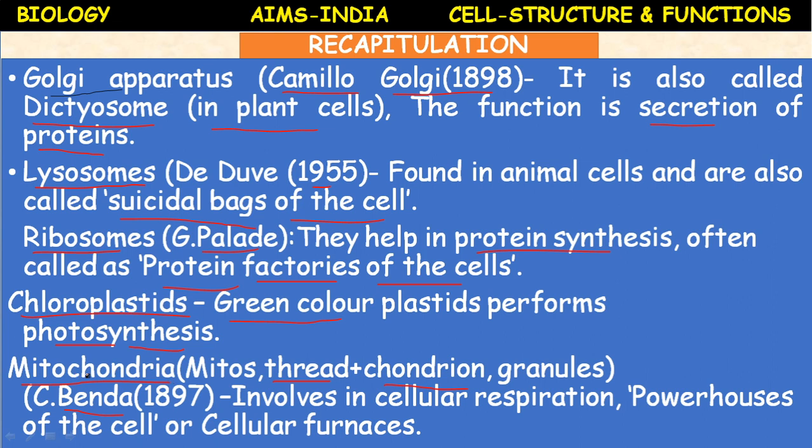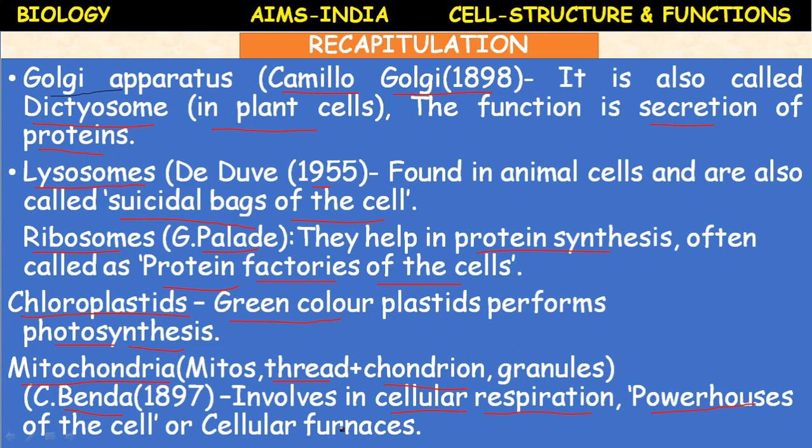Okay. These mitochondria are double membranous structures. What is the main function of mitochondria? They are involved in cellular respiration, the respiration within the cell. So, they are called powerhouses of the cell, because the energy is produced in the form of ATP. What do you call the ATP?